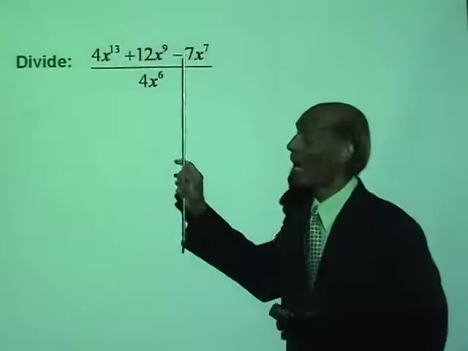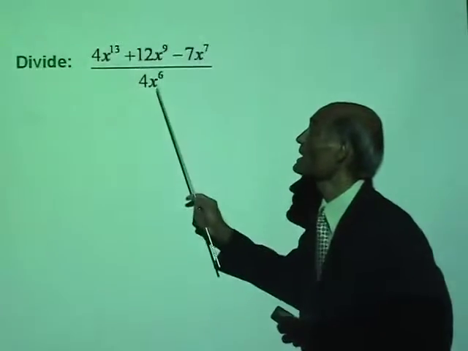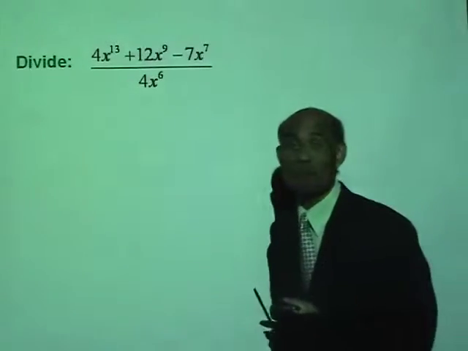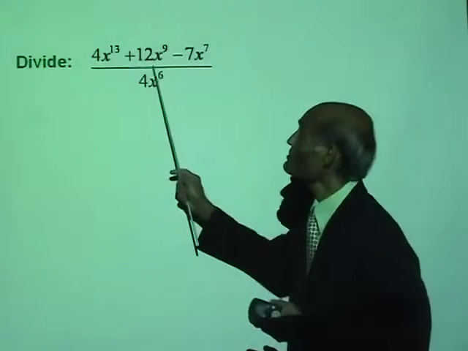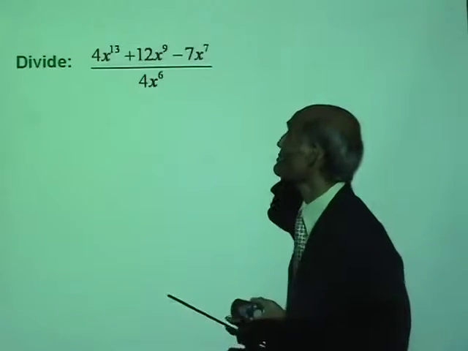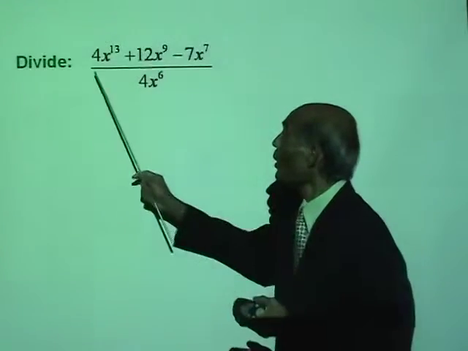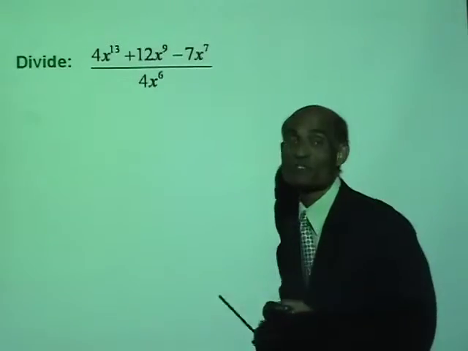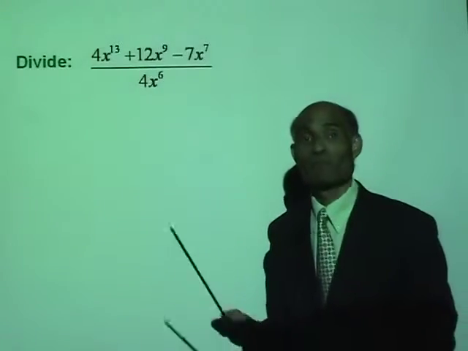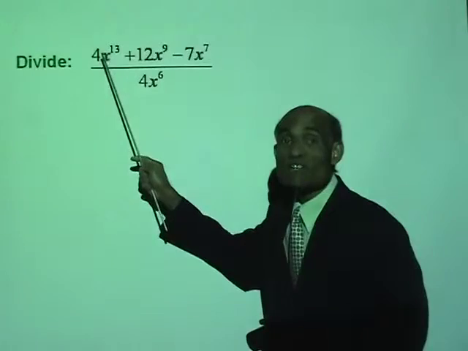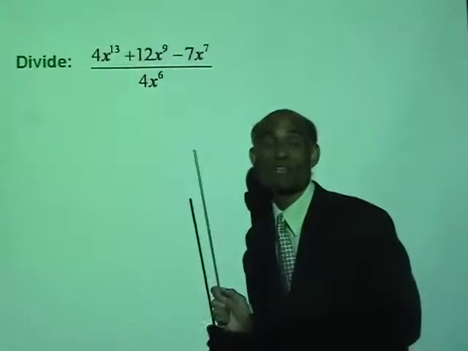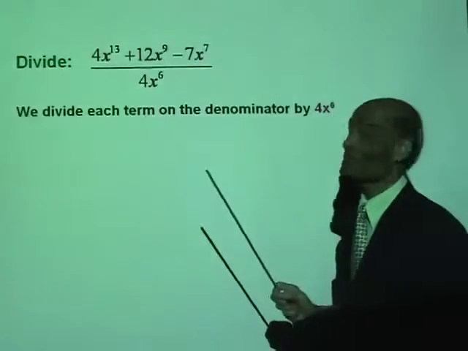We have now a trinomial on the numerator and a monomial on the denominator. 4x to the power of 13 plus 12x to the power of 9 minus 7x to the power of 7 all over 4x to the power of 6. What's the method? We divide each term on the numerator by the denominator, that is 4x to the power of 6.